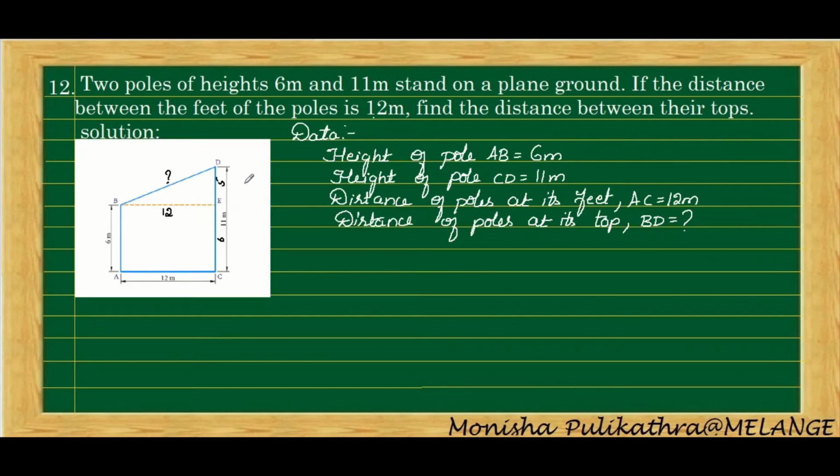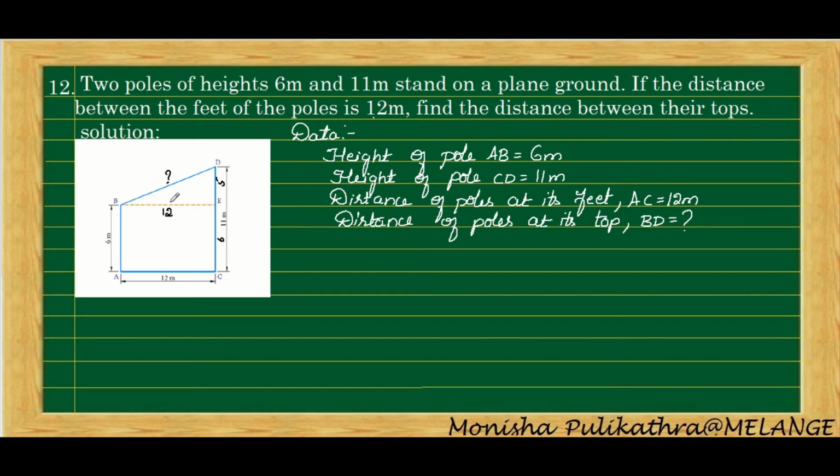Moving on to the 12th problem. Two poles of height 6 meters and 11 meters stand on plain ground. If the distance between the feet of the poles is 12 meters, find the distance between their tops. You can see here, ABEC can make a rectangle, right? In a rectangle opposite sides are equal, so if AB is 6 meters, then CE will also be 6 meters.